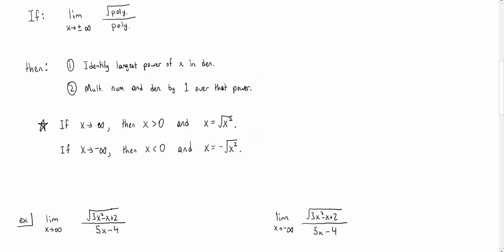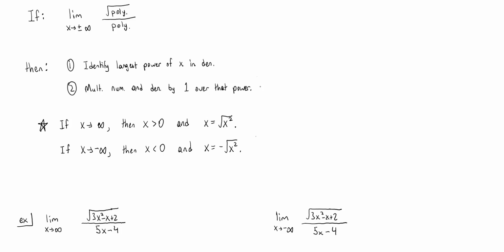Here we are going to consider the limit as x approaches plus or minus infinity of the square root of a polynomial over another polynomial. For these types of problems, your overall strategy is the same as what we saw in the previous video. You want to identify the largest power of x in the denominator, and whatever that power of x is, you want to multiply the numerator and denominator by 1 over that power.